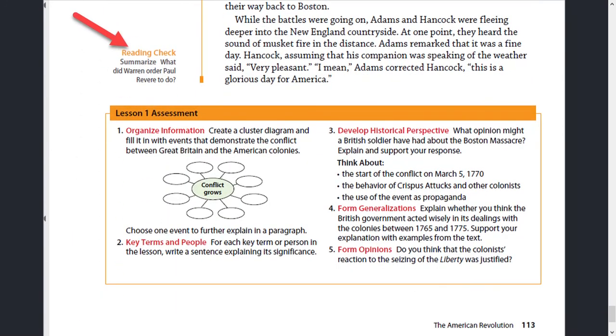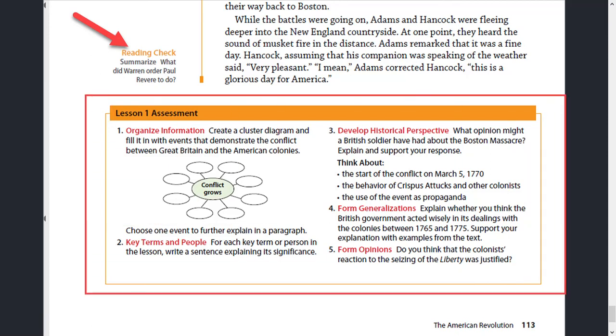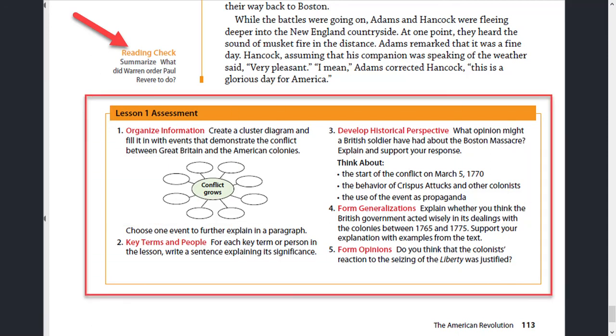Now, the last thing in this section is, of course, a sort of an assessment, and you want to use this as a way to test your notes and your own understanding of what you just read. If you can organize the information in number 1, if you can define the key terms and people in number 2, and if you can answer the questions 3, 4, and 5, you probably have a pretty good understanding of what this chapter is all about. These are also good things to use as you study for your test.